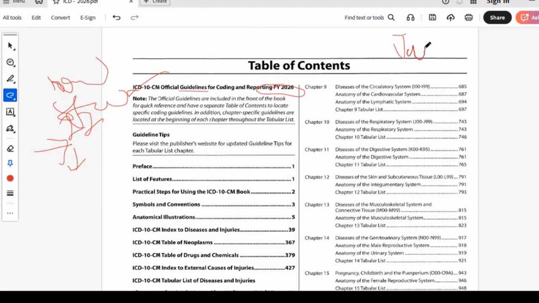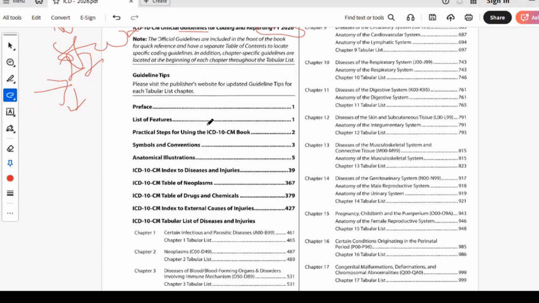From the month of January, right? So this is one point we have to remember. And first we can see here the preface, list of features and practical steps for using the ICD-10-CM codebook, symbols and conventions, anatomical illustrations, the ICD-10-CM index to diseases and injuries, and neoplasms.